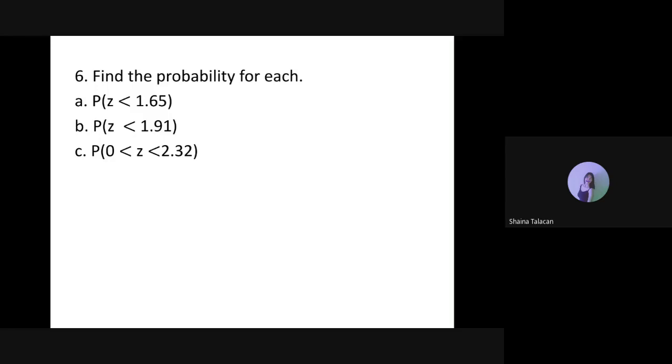Majority of you got letter A and letter B. Not majority, but all of you who submitted your answer are correct. The area to the left of 1.65 is 0.4505. So for the sake of those students who did not get it, for letter A, since it is to the left, this will be 0, 1.65, that's above the mean because it's positive. So to the left, we are going to shade this one, plus this 50%.